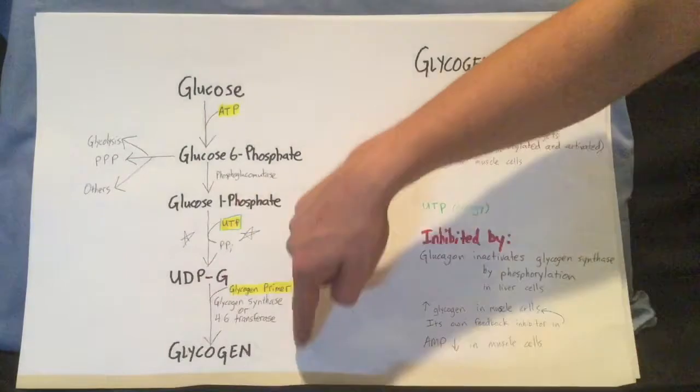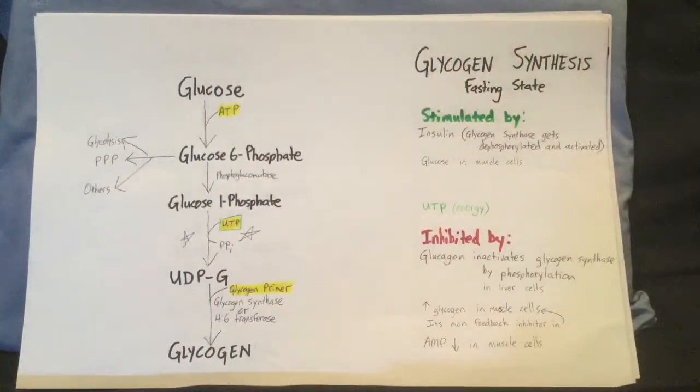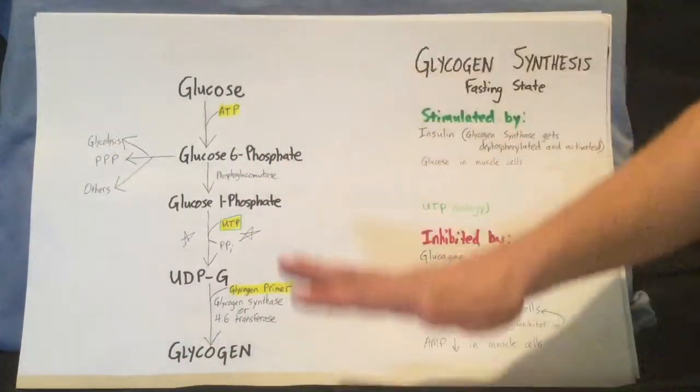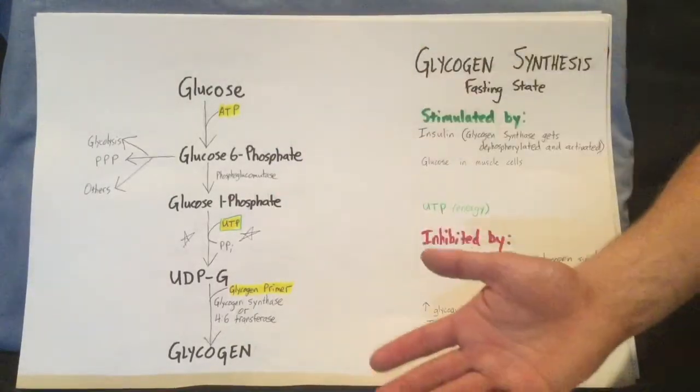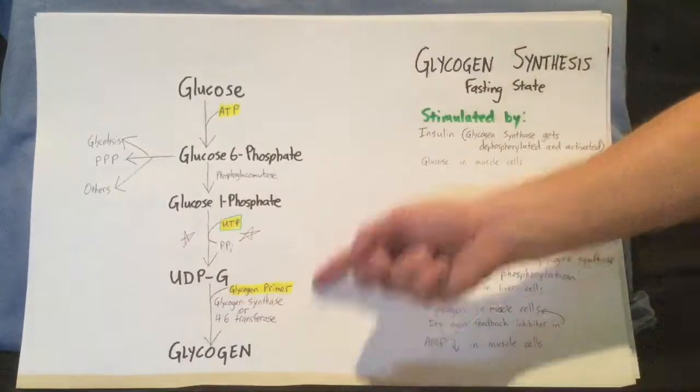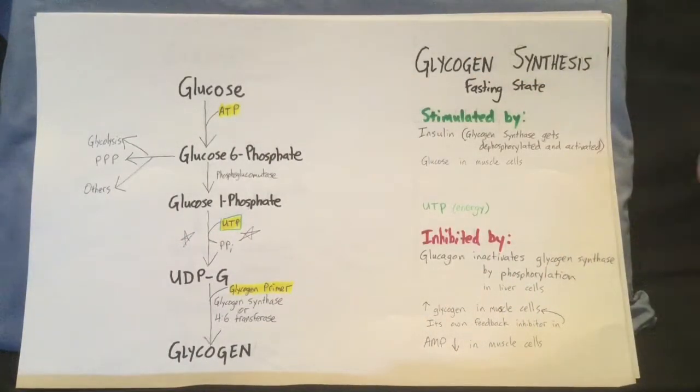And also low AMP. So AMP is an indicator of low energy. So if that itself is low, we're going to inhibit this whole process, because it's, hey, we don't need to be storing energy right now. We need to be using it. So that is also an inhibitor of glycogen synthesis in the fasting state.